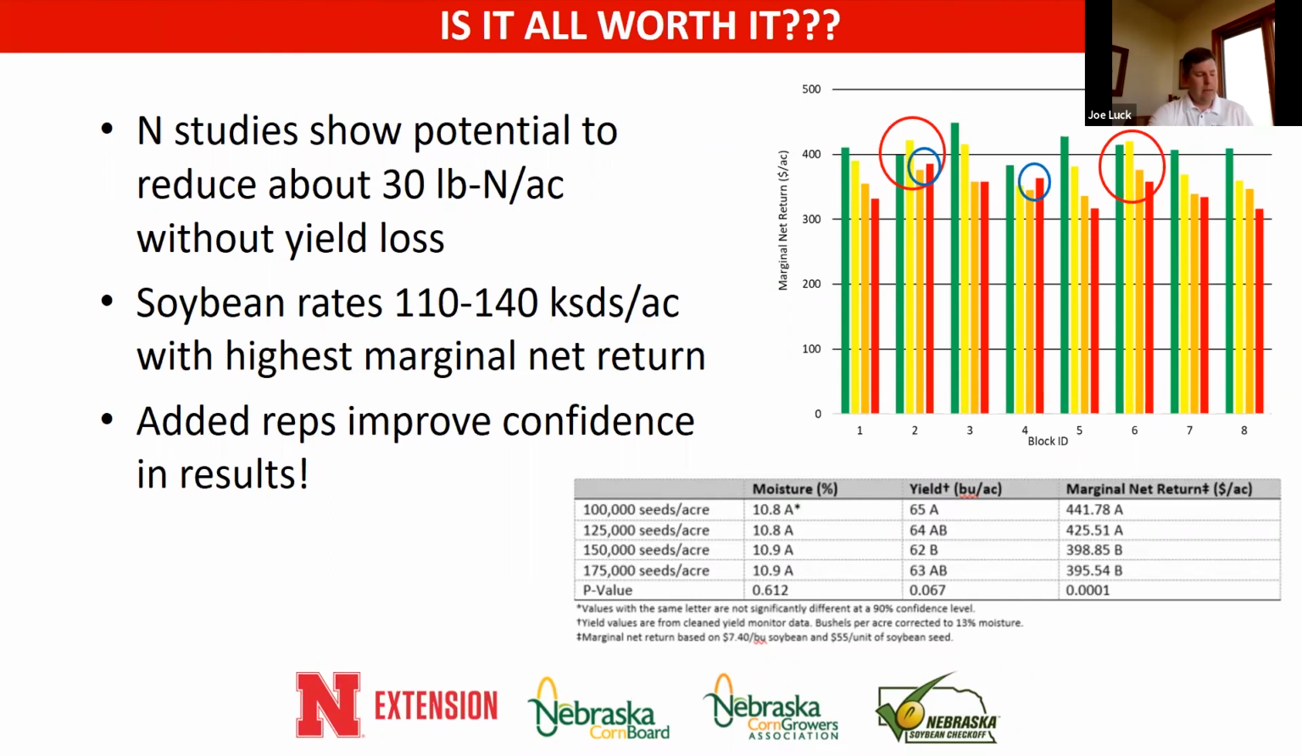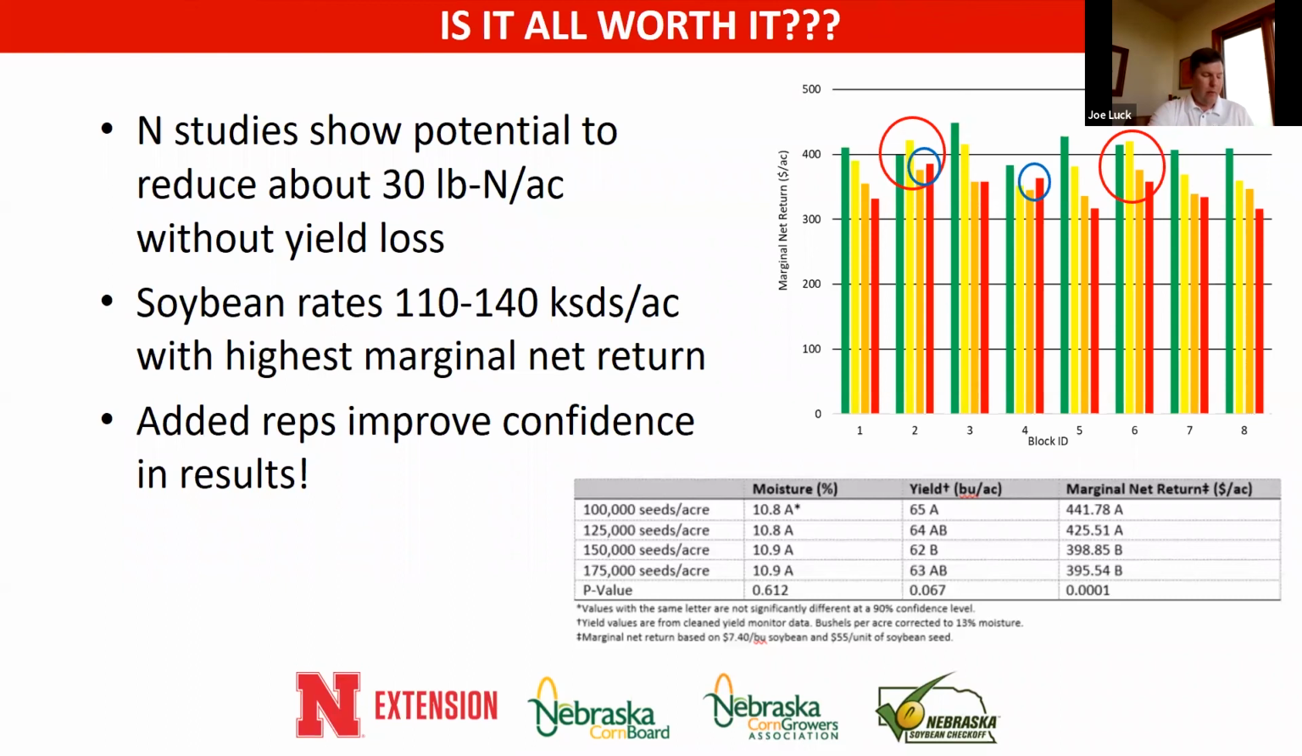The ability to do these kind of tests, run statistical analysis on it with several reps, I think it's showing some really high potential. The growers we've worked with in the last couple of years have seen they can reduce nitrogen by 30 pounds an acre, and they're not losing yield. We've done, I think, eight studies on soybean just in the last couple of years. If they're at 110 to 140,000 seeds per acre, that's the highest they can get, in terms of yield and factoring in cost. A lot of the folks we're talking to are going to end up saving $20 an acre just by dropping seeding rates.